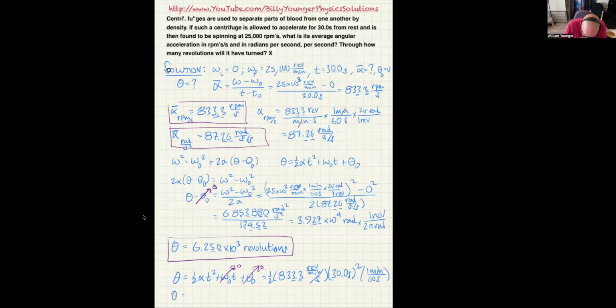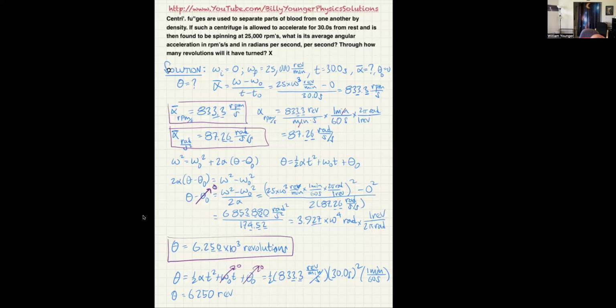And that's going to give me theta is equal to 0.5 times 833.3 times 30 squared. And then I'm going to divide it by 60. And that gives me 6,249. Actually, it's 6,255. And that turns out to be just in revolutions, which is exactly the same answer we had before.